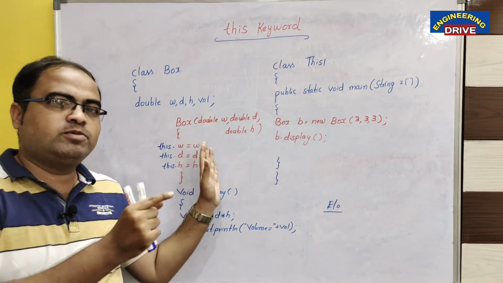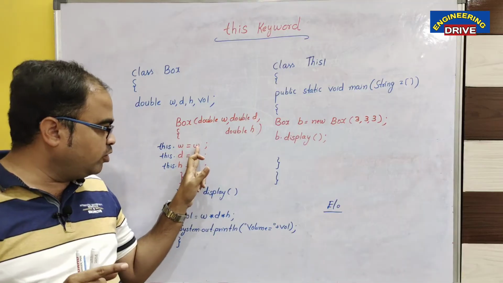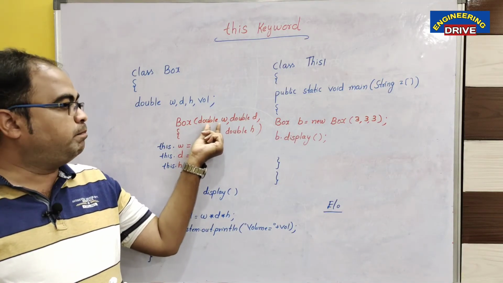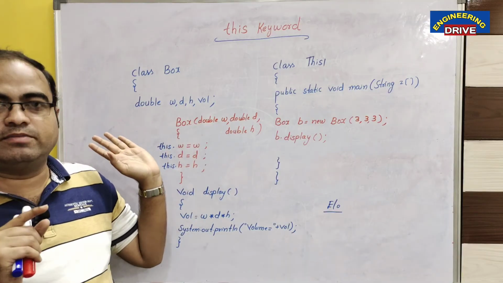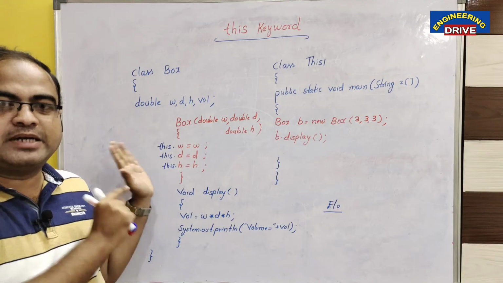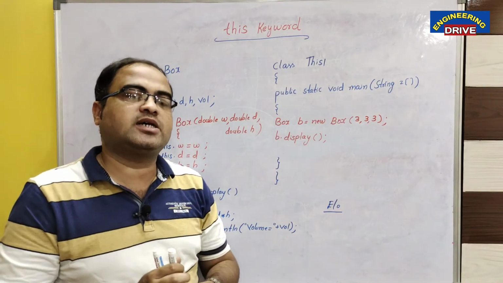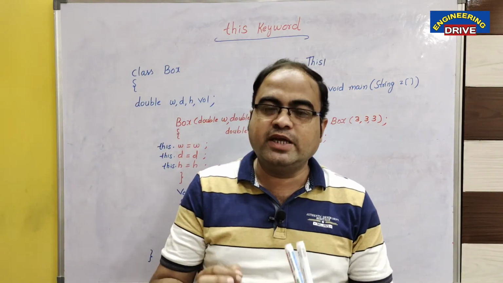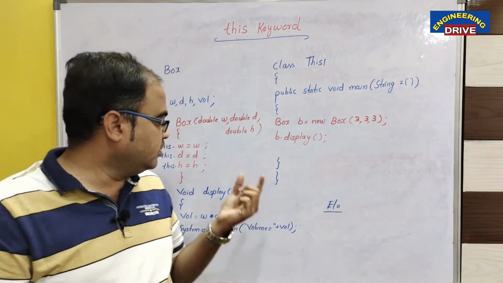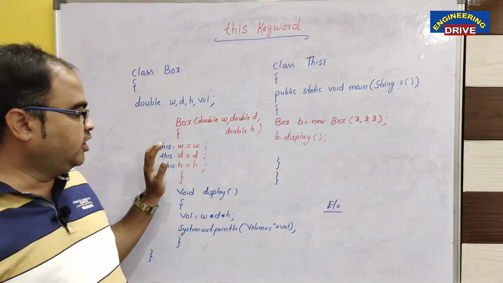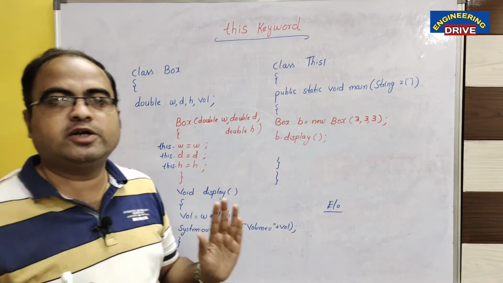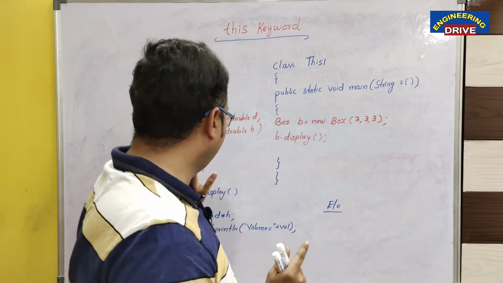Now whatever variables we are seeing on the RHS, that is W, D, H, by default they become the parameters of the constructor, my dear students. Left side variables are members of the present class. RHS variables are the parameters of the constructor of this class. So to differentiate them, we will make use of this keyword. If you don't use this keyword, you will get error in the program. I believe that you people got a clarity on the use of this keyword.